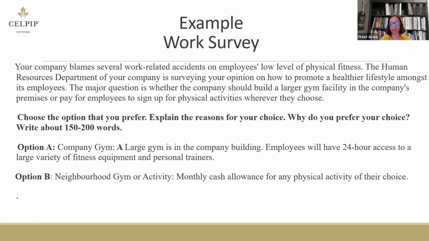Again, choose the option, explain the reason. Why do you prefer it? 150 to 200 words. Option A, a large gym in the company building, and employees will have 24-hour access to a large variety of fitness equipment and personal trainers. And option B, neighborhood gym or activity, monthly cash allowance for any physical activity of their choice. So there are two, make a decision and then use your critical analysis.